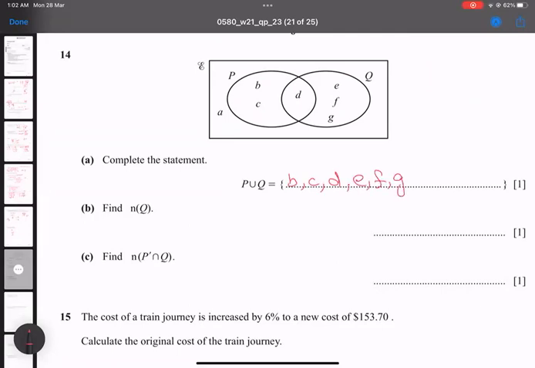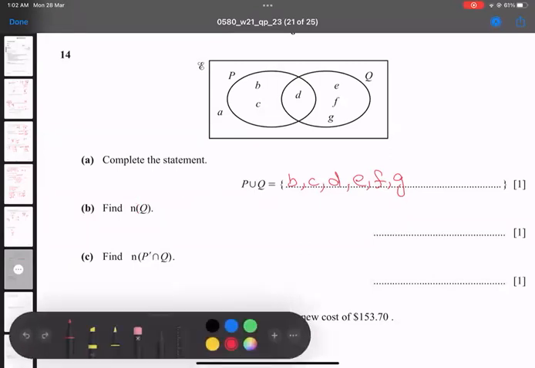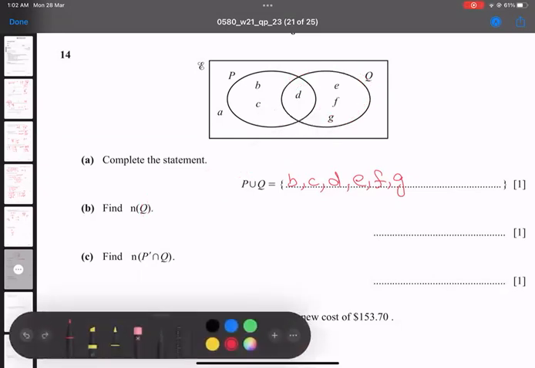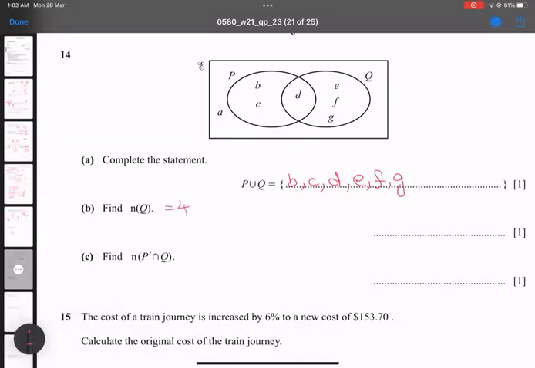Now, what does this small n stand for outside? This stands for the number of values in Q. The number of values in Q, if you count the circle of Q, is this one, because he asked for Q. So we get 1, 2, 3, 4 members. So how to answer, this is a 4.